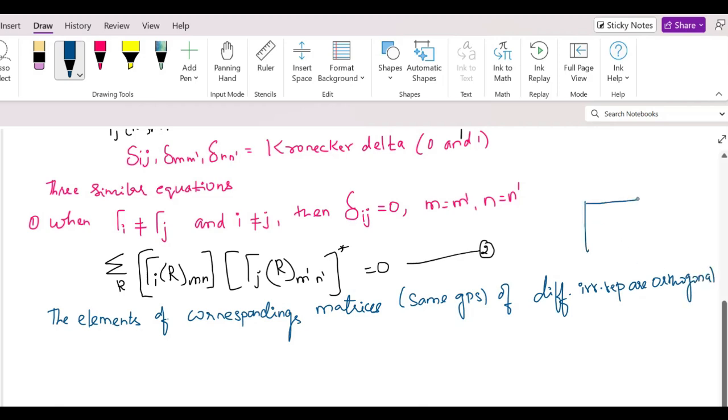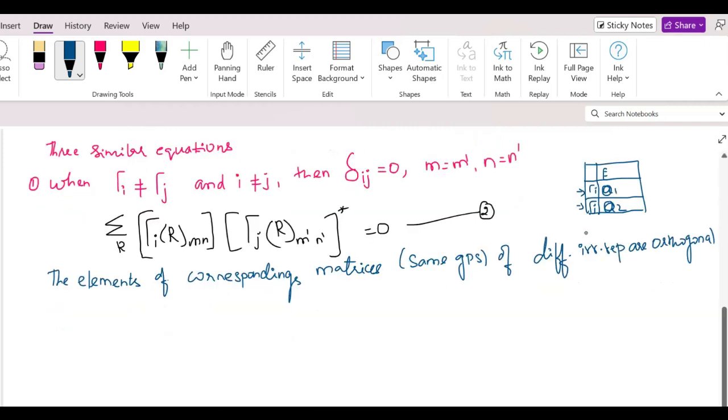Okay, so in this case, what you say here, okay, so here we have irreducible representation I, irreducible representation J, then if it is E, okay, so here the same group's element, this one and this one, of different irreducible representation are orthogonal. So here A1 and A2 we say both, if you do this summation of this product, then that will be equivalent to what? Both will be orthogonal with each other. So this is what is represented in this equation.